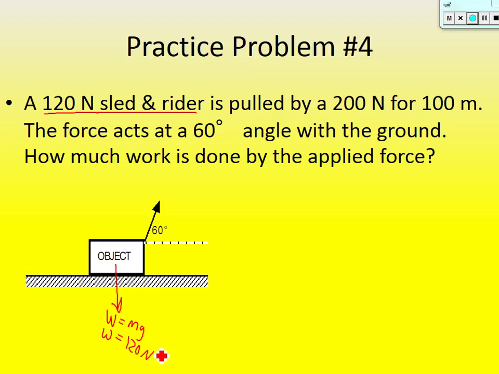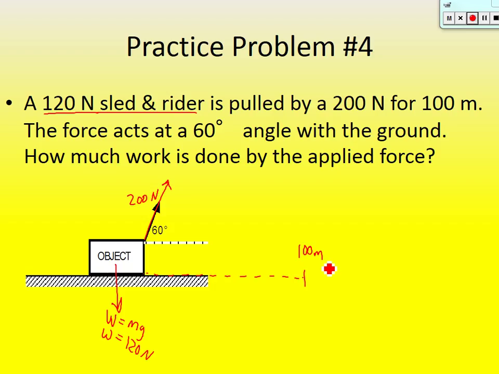Okay, it says it's pulled by a 200 Newton force for 100 meters, and the force acts at a 60-degree angle. Well, here's my 60-degree angle, so this must be the force that it's talking about. So I'm going to put 200 along that force vector right there. And it moves for 100 meters. So it's being pulled and it's traveling down here 100 meters.